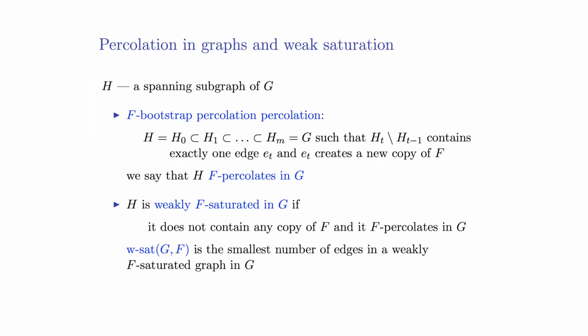So we say that H is weakly F-saturated in G if it doesn't have a copy of F and F percolates in G, and if it contains the minimum possible number of edges, then we call the number of edges in this graph the weak saturation number, denoted by wsat(G, F). Okay, I believe that the definition is clear.